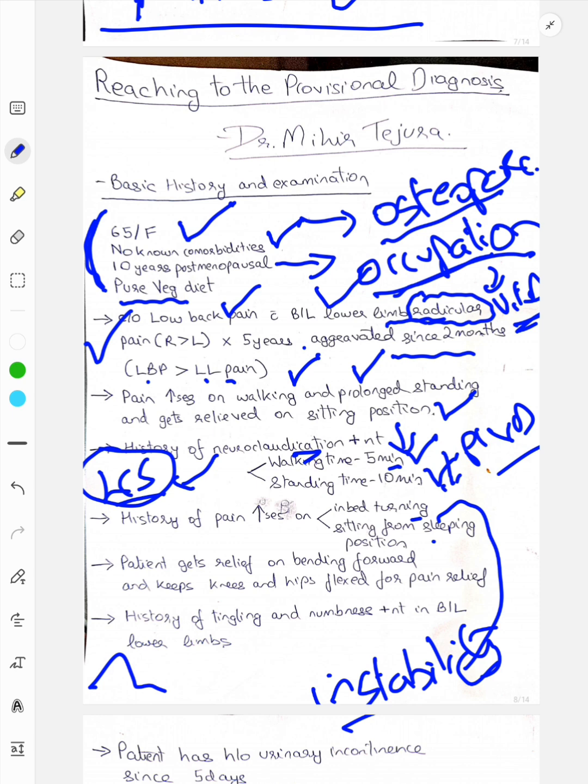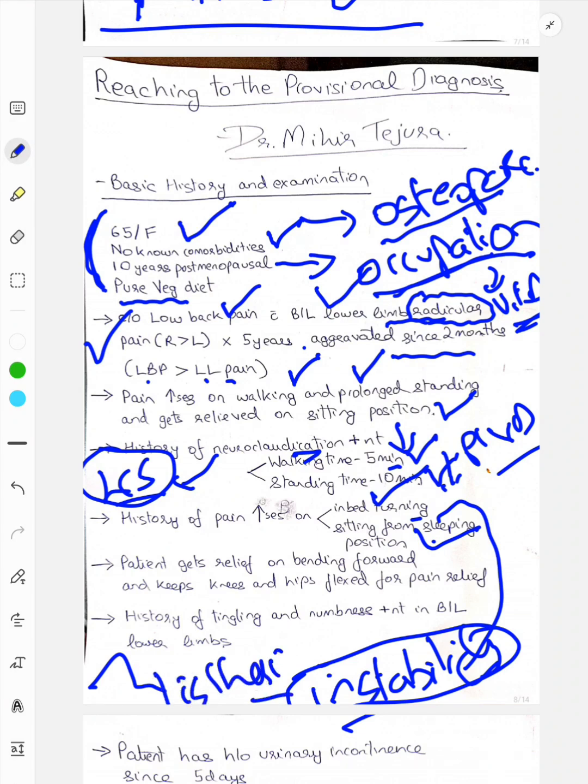So this is the character of pain. Pain increases on in-bed turning and sitting from sleeping position. That is because, retrograde if we think, that is because of the instability around the spine. And when there is instability, it might be a picture of listhesis. So till this point, we are suspecting a LCS type of picture with some osteoporosis. Additionally, there is a component of listhesis, right?